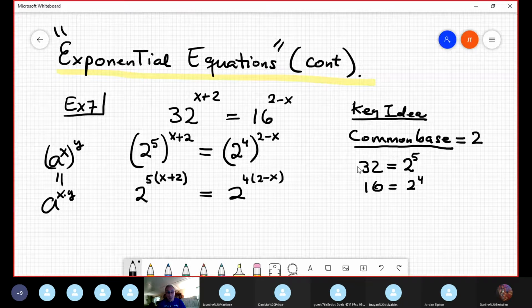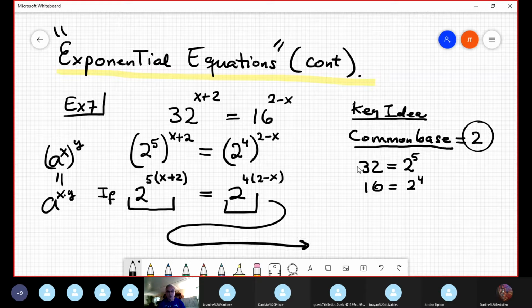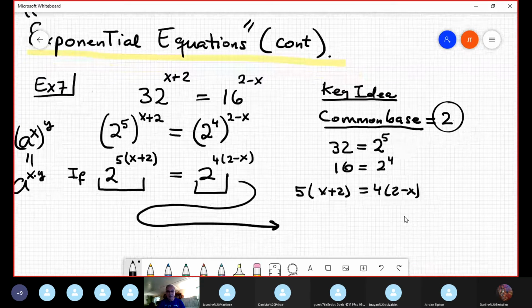Okay, so at this moment, we have two exponential functions, but the base is the common base, which is 2. Therefore, if we have two exponential functions and the base is the same, it's because the exponent is the same. So you convert magically this exponential equation into one equation like that: 5 parentheses x plus 2 equals 4 parentheses 2 minus x. But however, you actually remove the base mentally.